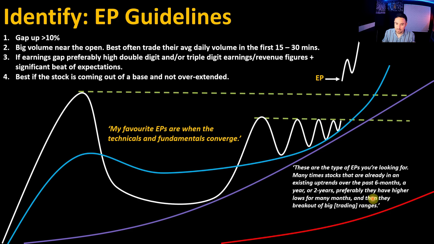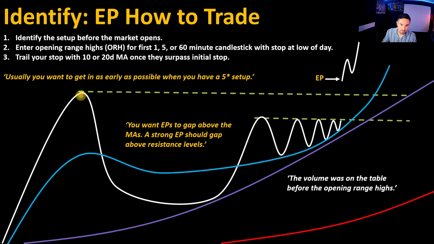So here, above the 200, above the 100, but then it's building this big-sized base and it breaks out of the base, takes out the overhead resistance and is above all the key moving averages. Next slide. So how do you trade an EP?